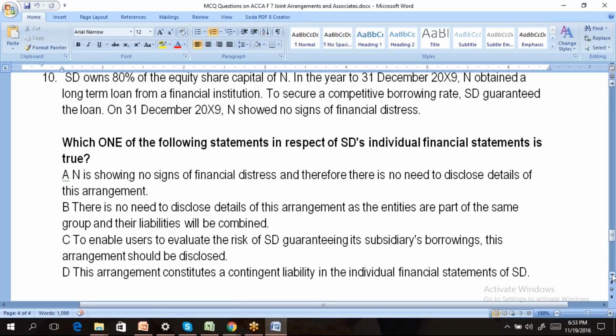C: To enable users to evaluate the risk of the borrowing, this arrangement should be disclosed. C will be correct. D: To enable users to evaluate the risk of the guarantee in its subsidiary, this arrangement should be disclosed. Very good. It says the arrangement consists of a contingent liability in the individual financial statements. That's not true.